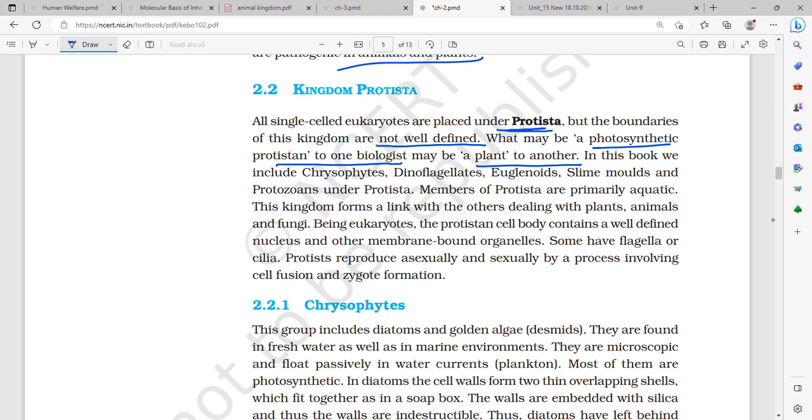Then the kingdom forms a link with the others dealing with plants, animals, and fungi. Being eukaryote, the protist cell body contains a well-defined nucleus and other membrane-bound organelles. Some have flagella or cilia. So cilia is present in Protista. Protists reproduce asexually and sexually by process involving cell fusion and zygote formation.